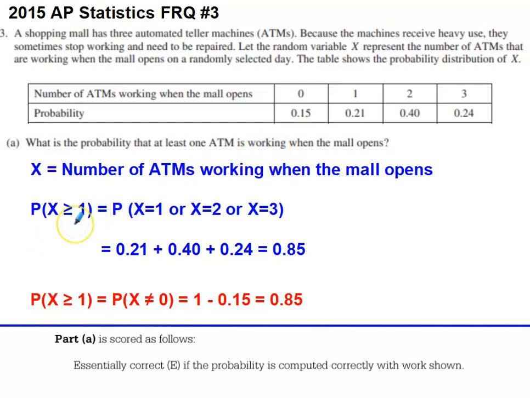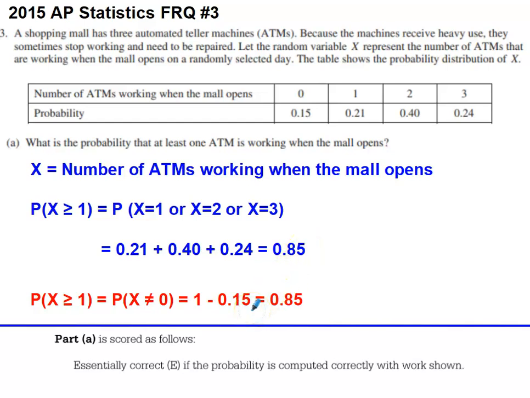And the question is, what's the probability that at least one ATM is working when the mall opens? Well, that's the probability that X is greater than or equal to 1. So that's the probability that X is equal to 1, or X is equal to 2, or X is equal to 3. This is a situation where the events are mutually exclusive. I can't have both 1 and 2 ATMs operational during the time frame when the mall opens. It's either going to be 1 or 2, but not both. So all I'm needing to do is add together the individual probabilities of each of these outcomes: X equals 1, X equals 2, X equals 3. When you do that, you get 0.85.